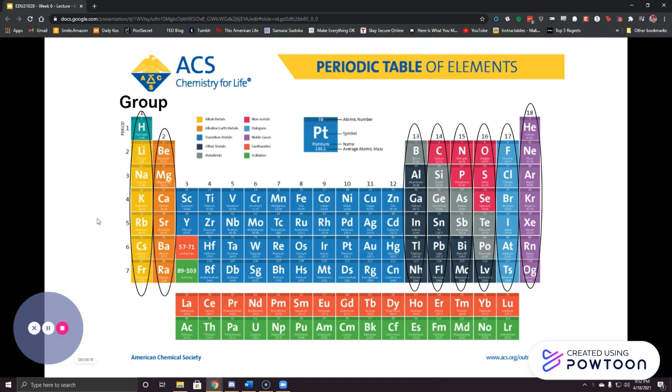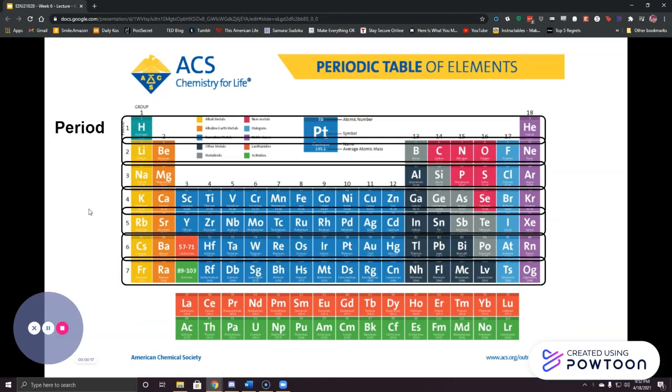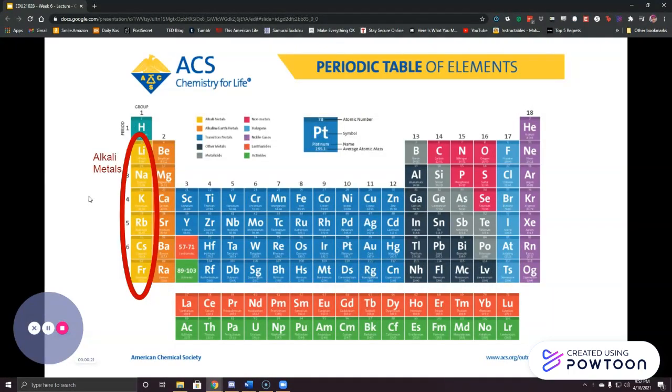As we learned previously, the periodic table is made up of groups, which are the vertical columns of the table, and periods, which are the horizontal rows of the periodic table. In class today, we're going to focus on group 1 of the periodic table, the alkali metals.